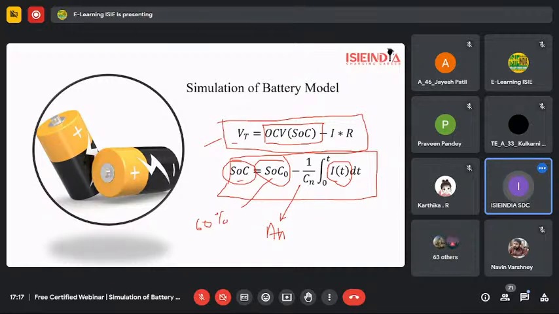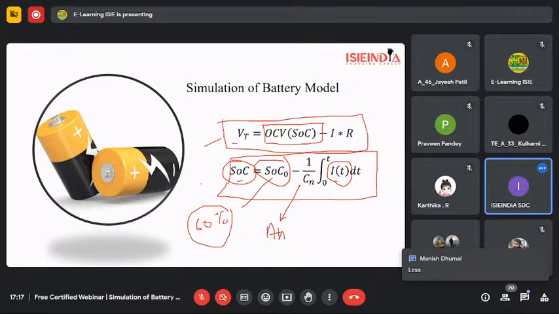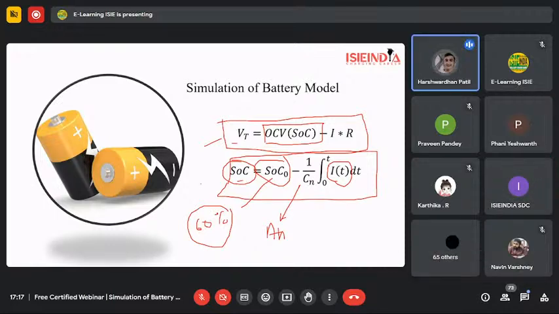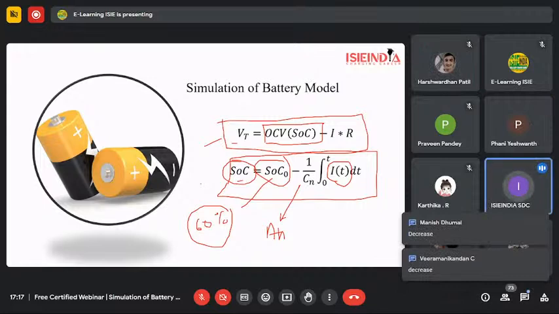So can anyone tell me? My question, I'm repeating the same question. At present, my SOC of the battery pack is 60%. And I am discharging my battery, I have connected a load to my battery. So what should be the value of this SOC? Should it decrease from the 60 or increase from the 60 value? Decrease from the 60 value. Yeah, it should decrease.